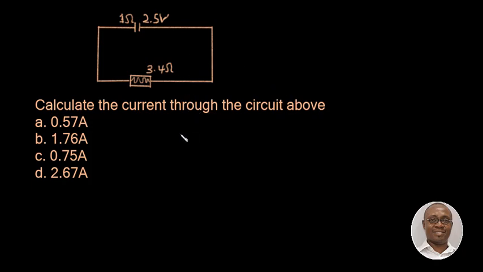Okay, so the formula for finding the current is gotten from V, this is the voltage, equals current times the resistance. And the voltage we know, which is given in the diagram as 2.5 volts.